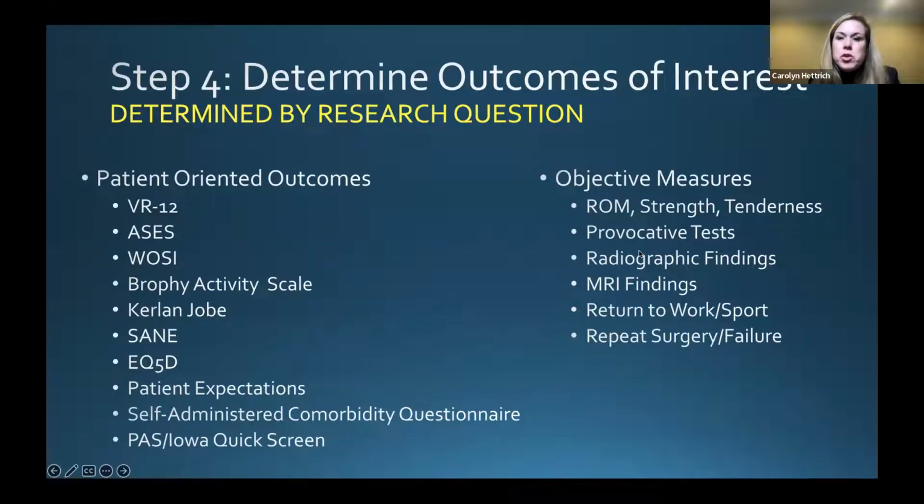Step 4 is you want to determine your outcomes of interest. This is one of the things that I think you need to spend the most time doing. It's one of the things that leads to the most regrets afterwards. I think everybody, when they go to analyze their data at the end, is like, oh, we should have asked this, or we should have done that. So it's really worth taking a step back and being very, very thoughtful on what patient-oriented outcomes you want to include. This is the list for Moon instability, and it's a lot.